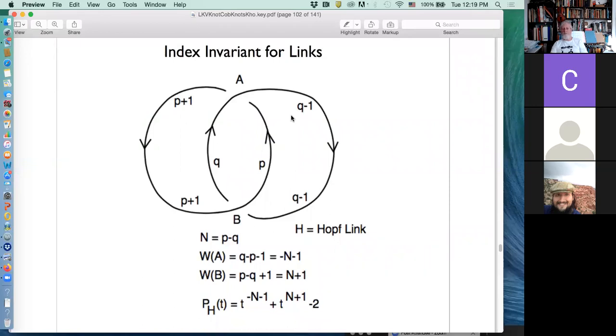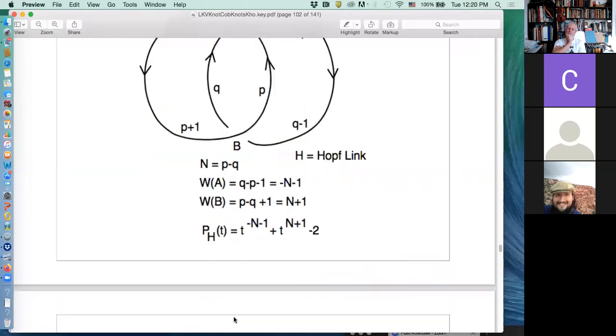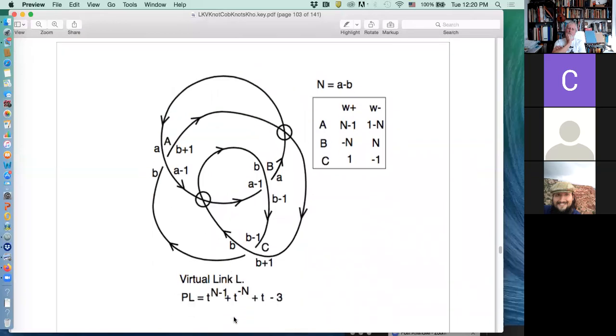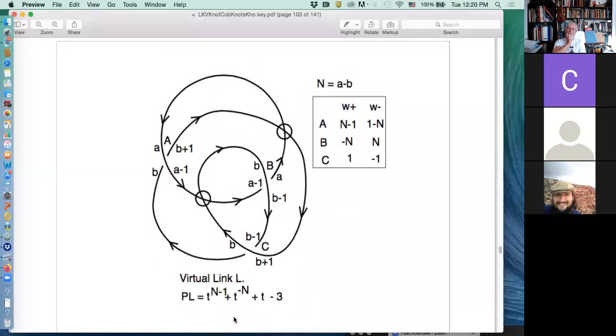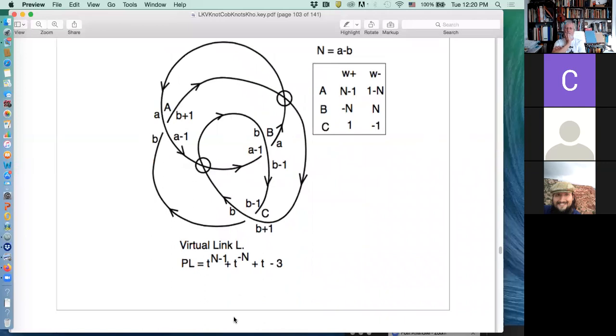So for example, here, I have labeled this Hopf link, and we get the weights, and we get the polynomial. And you'll notice that in this case, I have a difference. I've taken some arbitrary weights here, and I have the difference, and the difference can be regarded as a variable, and I get a polynomial like that. And that's an invariant of the link. It's detecting the linking number of the Hopf link in this case. And you can do it for virtual links as well.